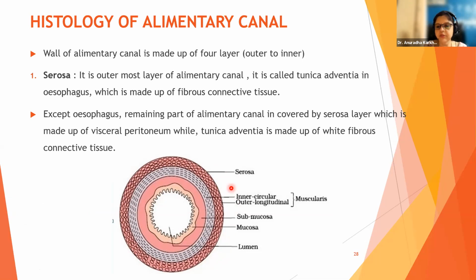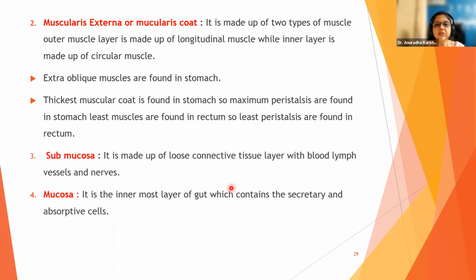Got it? Mucosa layer is mucus layer. Yes, exactly. Then the second is muscularis. As the name says, it is going to be made up of what? Muscles. So it is made up of 2 types of muscles. The outer muscle layer is made up of longitudinal muscles, while the inner layer is made up of circular muscles.